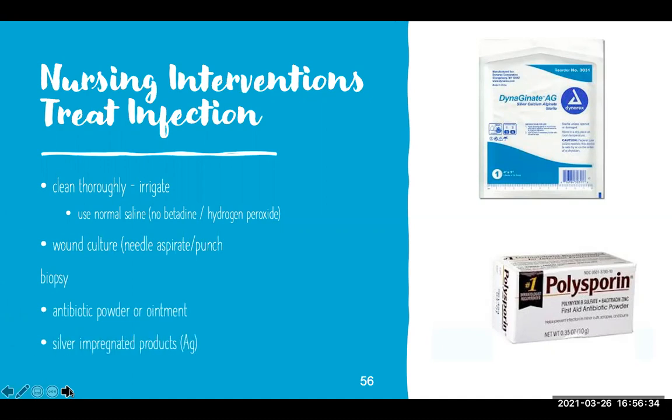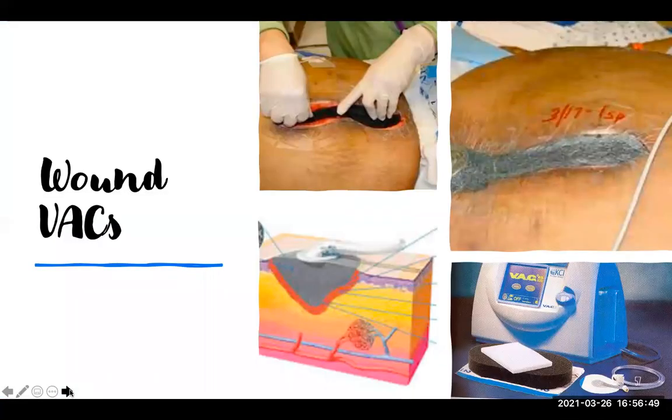All right, so antibiotic powders and ointments are used. Silver impregnated products I already mentioned. Polysporin was an example of the antibiotics that can be used to cover wounds that are infected. A wound vac is used in a large chronic wound. So they'll use a wound vac when the patient doesn't have good circulation to that area, or for some reason they just have poor healing, which could be for a number of the reasons we already covered.